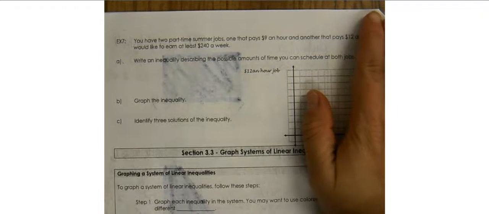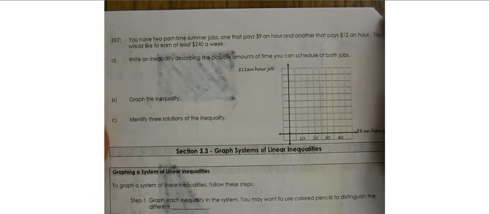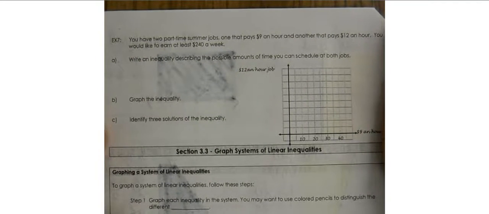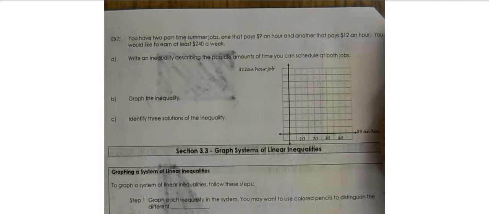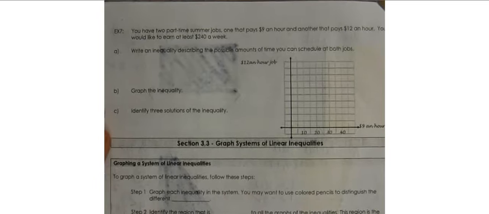For problem number 7, it says you have 2 part-time summer jobs, one that pays $9 an hour and the other that pays $12 an hour. You would like to earn at least $240 a week. It says write an inequality describing the possible amounts of time you can schedule at both jobs.